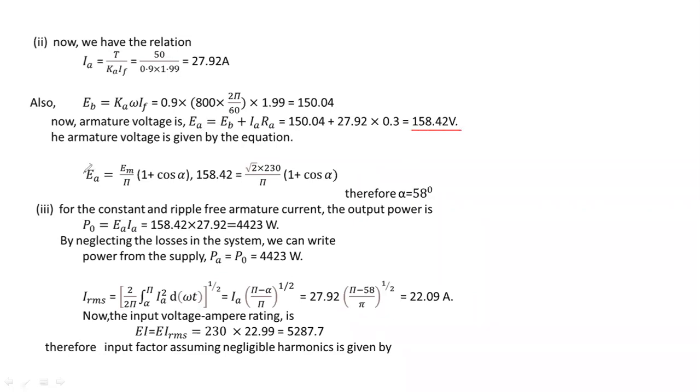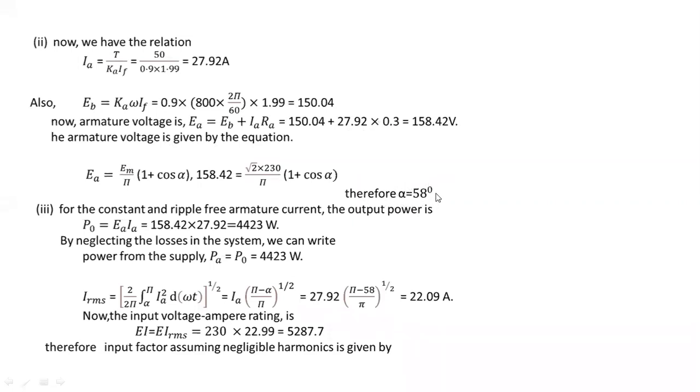Now substitute Ea here. You know Ea now. You know Em now. Pi is constant. 1 is constant. You have to calculate this alpha value. Now from this equation, you will get the alpha value, and the alpha value will be around 58 degrees. So this is how you can calculate the alpha value for the given speed. For the given speed and for the given parameters of armature elements, you can calculate the alpha value.